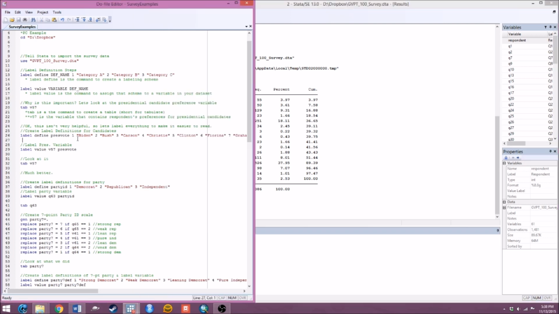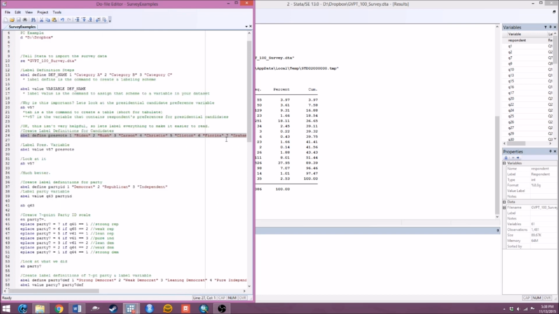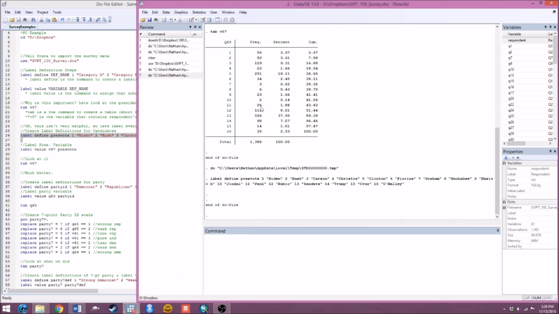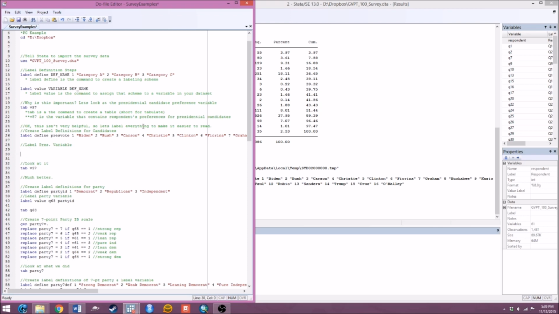So a way to make this way easier to deal with is to go ahead and create a definition that labels all of the different candidates. So I've done that for you guys here. I have label define, which is my command. I've called it pres vote, and then all the names. So I can just go up here and click execute, and it will run it directly from my do file. So I've created it. Now I actually want to assign it to my variable.